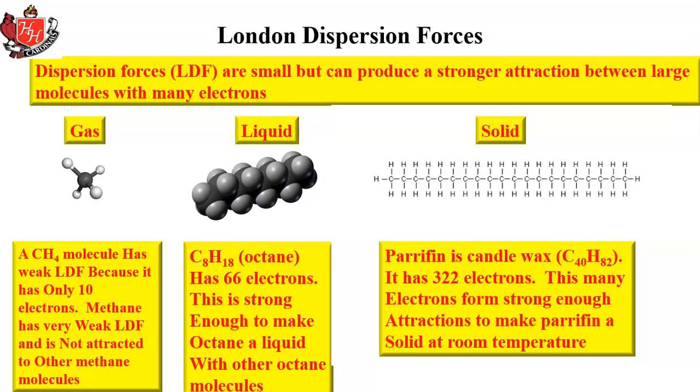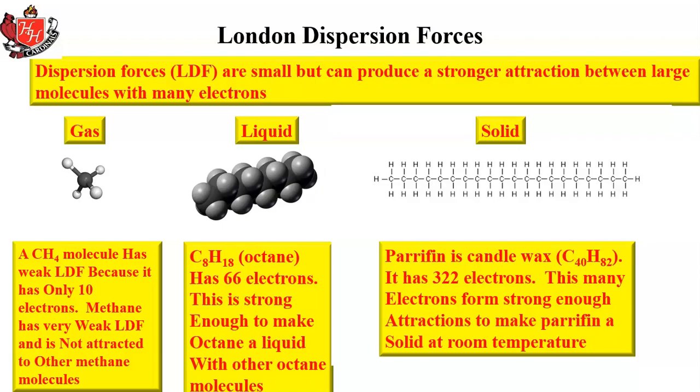And this one is paraffin. It's what's in candle wax. And as you know, candle wax, although it can melt, it is a solid. So there's a paraffin molecule right there. It's just carbons and hydrogens, just like the previous two molecules, but it has a whole lot of electrons. So paraffin is candle wax, C40H82.